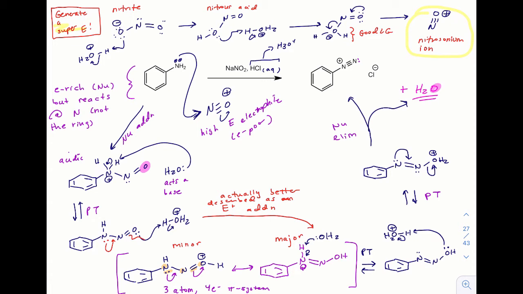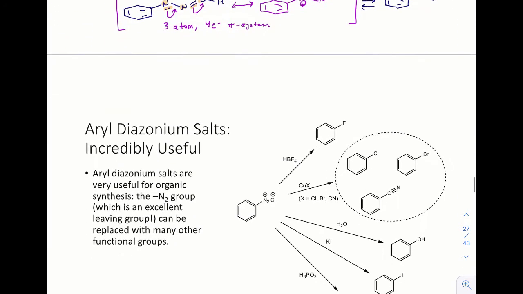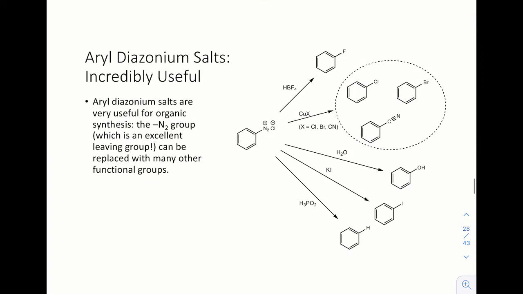That mechanism wasn't so bad, huh? So we've showed how the aryl diazonium salt is formed, and now let's think about how to use it. These are incredibly useful intermediates, and they react by a number of ways. As you might imagine, the N2 group is an excellent leaving group. It's nitrogen gas. It's one of the most stable molecules that we're aware of. So it's an excellent leaving group.